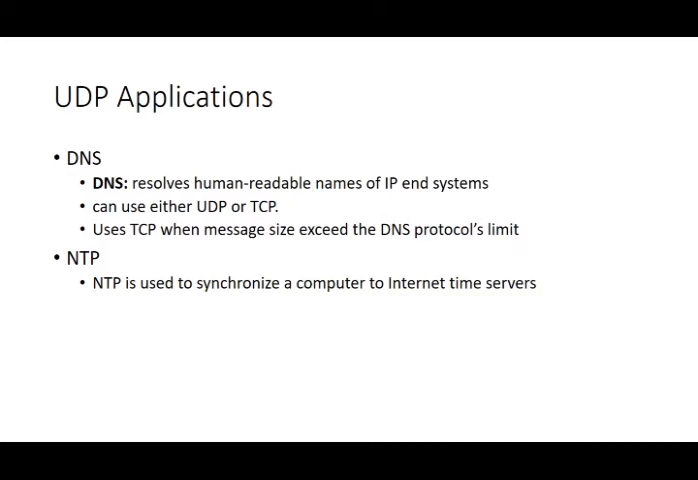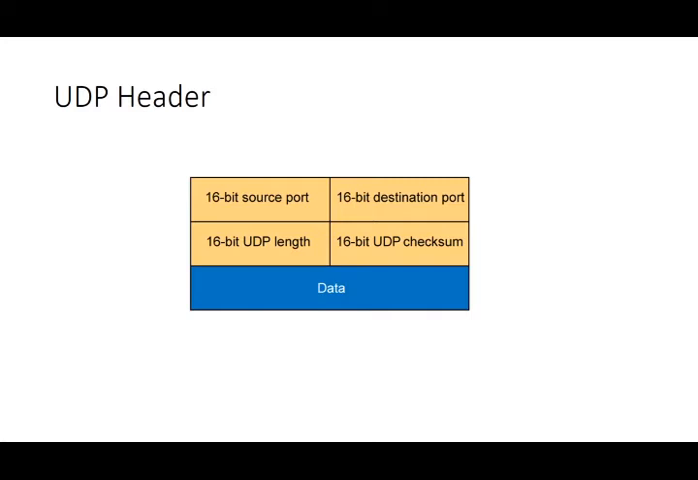Let's take a look at the UDP header. The UDP header is much more lightweight and streamlined than the TCP header would be, and that is simply because we don't have all those reliability mechanisms. All we need is a 16-bit source port, a 16-bit destination port, a 16-bit UDP length, a 16-bit UDP checksum, and the rest is data.